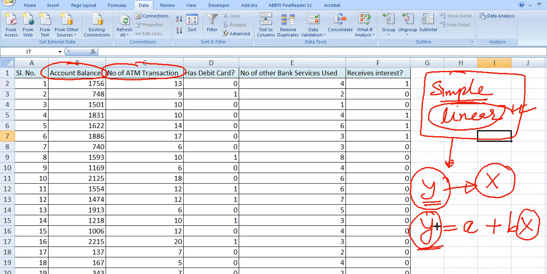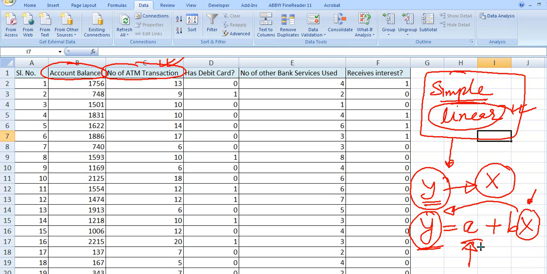Please note that it's not necessarily that the relationship is one way. It may happen that there is interdependency, but we will say that x is what is driving y. Here we'll say that the number of ATM transactions is in one way trying to say what the account balance would be. If you have a higher number of ATM transactions, does it mean that you have a higher account balance, etc.? We'll try to see. So y equal to a plus bx is what we are trying to find out.